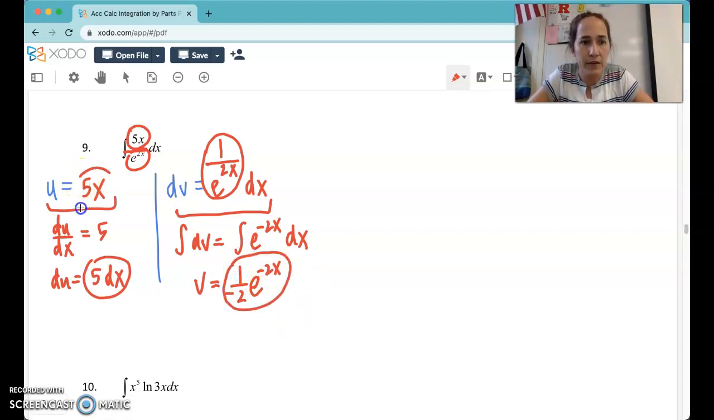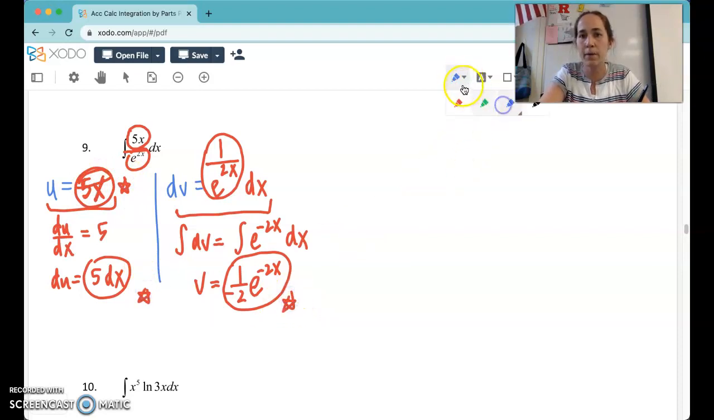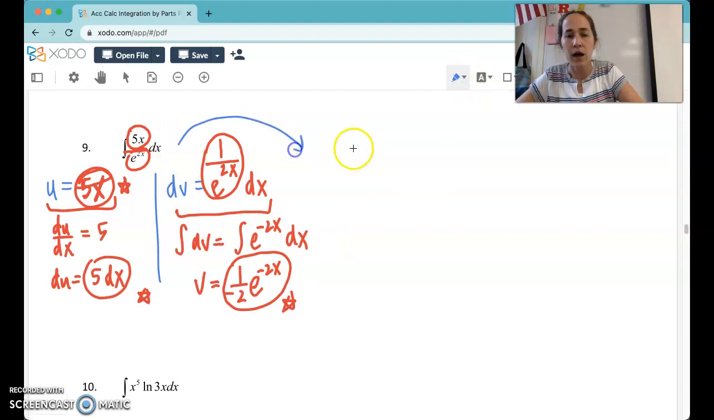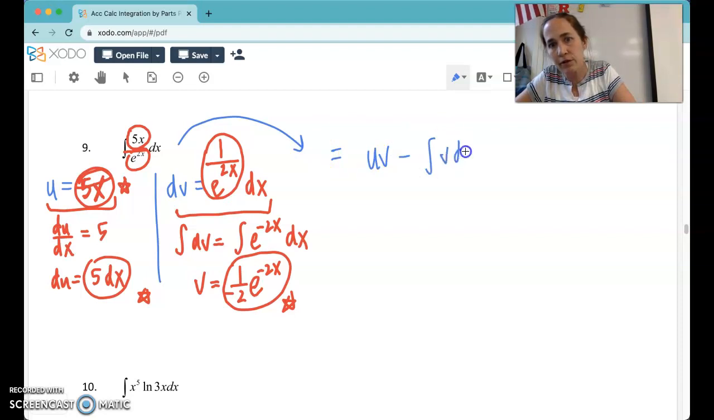So I believe these three things, I'm kind of crossing out the 5x here, didn't mean to do that. These three things that I guess I'm starring here are what we're going to use when we plug back into the integration by parts formula. Here goes. Integral of u dv equals uv minus the integral of v du. Great spot to pause and try the plug-in on your own. If you're still going with me, I'll try to put the expressions in the right spots.